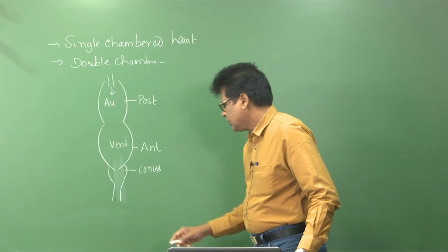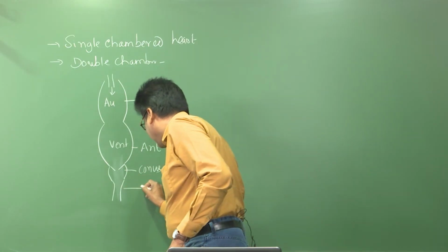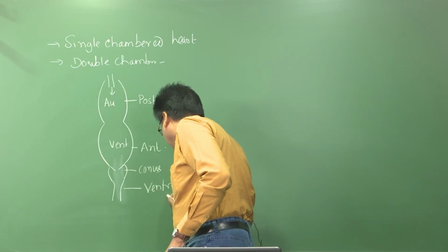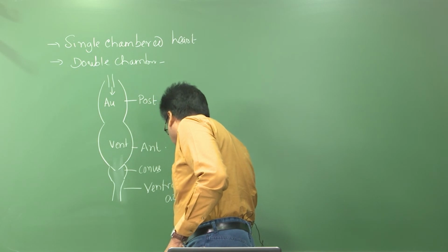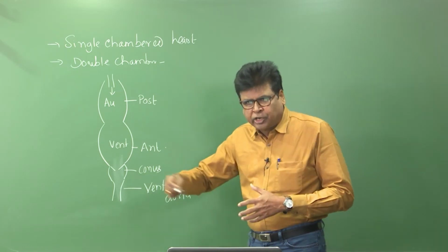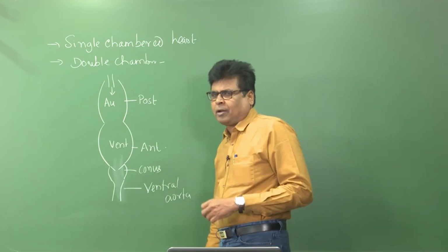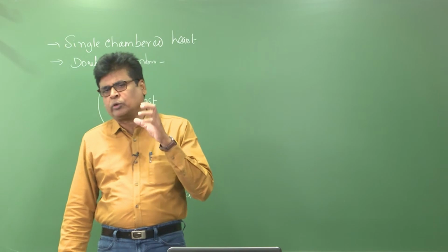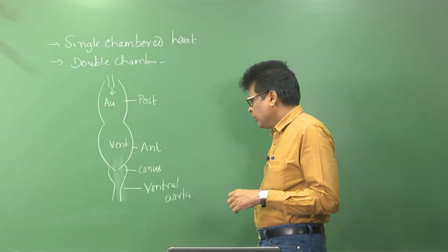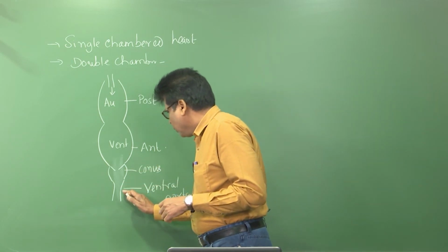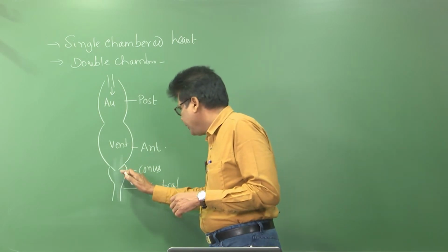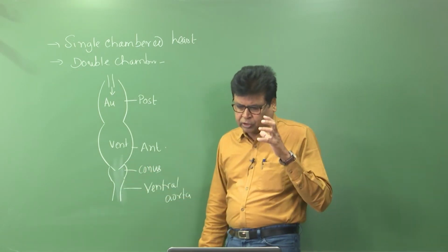So this is the conus, and this part is the ventral aorta. It is called ventral aorta because this part is present in the ventral region, and this is a large artery developed from the ventricle. So the proximal part of the ventral aorta, which is connected to the conus, is very much enlarged.